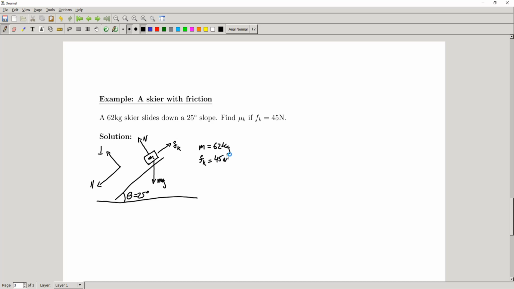Okay, so what do we need here? Well, we want to find mu sub k, but we know that F sub k is equal to mu sub k times the normal force. So we can use this equation and just rearrange it. We want to find mu sub k. Well, that's just going to be equal to F sub k over the normal force, right? And we already know what F sub k is. That's just 45 newtons, and that's going to be over the normal force. Okay, so we already have this. Really, all we need to do is find the normal force.